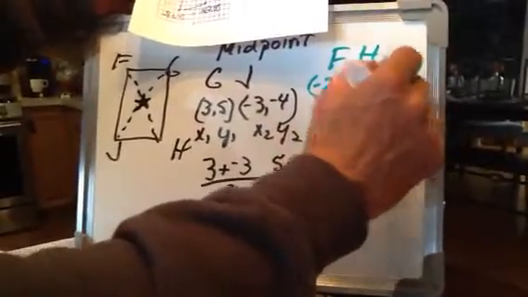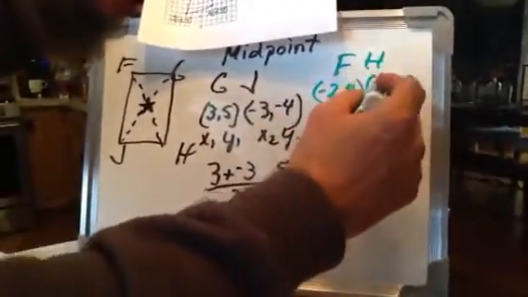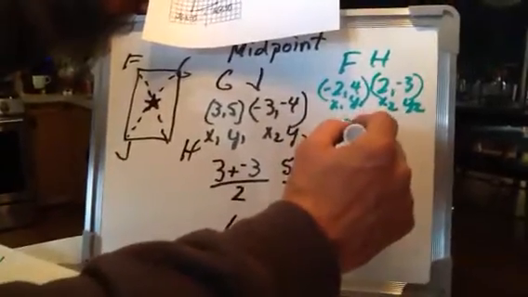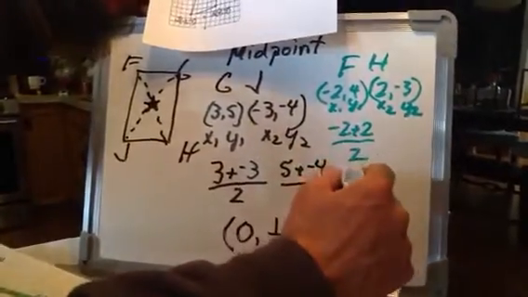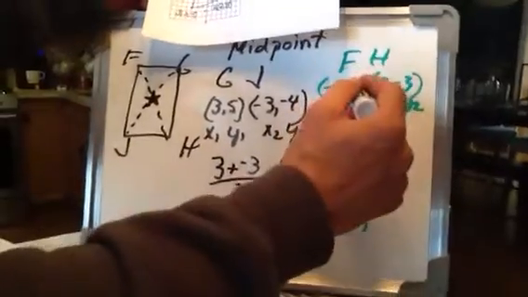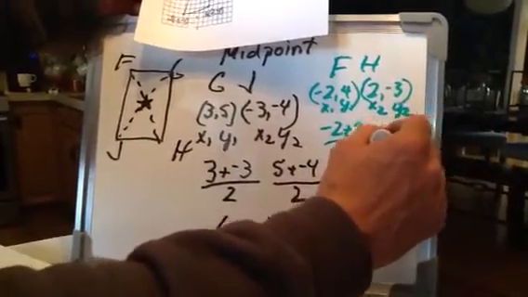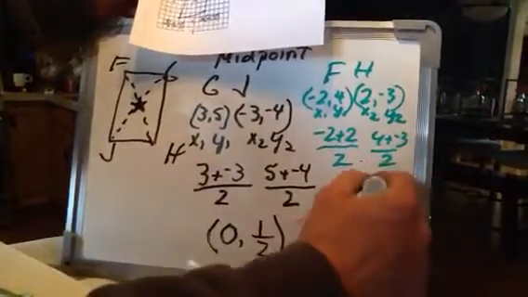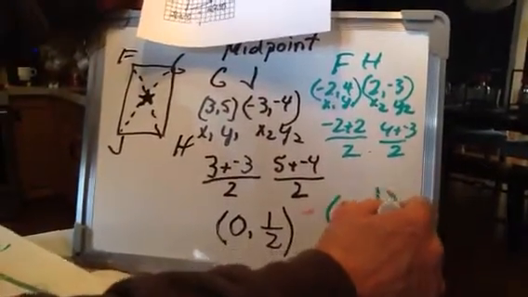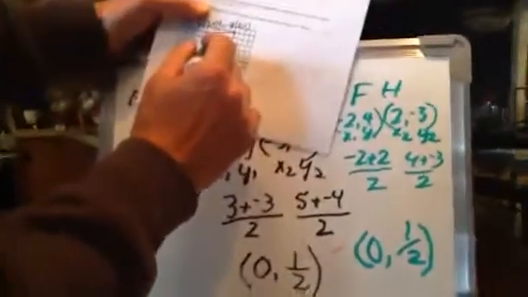So F and H: -2, 4, and 2, -3. x1, y1, x2, y2. All right, -2 plus 2. What do you get, Sam? 0. Thank you. 0 divided by 2? 0. Y's: 4 plus -3 divided by 2. Okay, 1 divided by 2 is 0.5 or 1/2. And if you look at this and 0, 1/2, you can tell it exactly is going to be the midpoint.